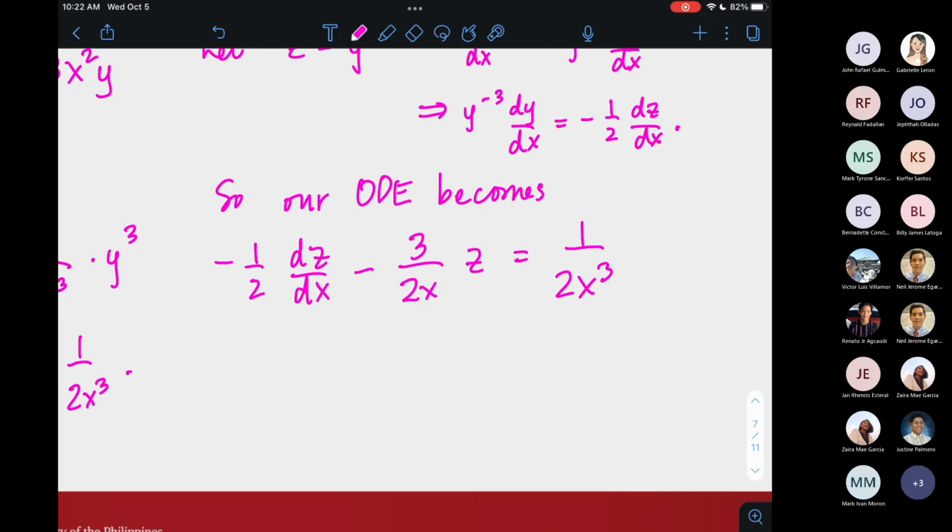All right? So, I'll have dz over dx plus 3 over x z, and then this will be negative 1 over x to the third power. Tama ba? Mhm. So parang nag-multiply lang ako ng -2 to both sides. I think I got it right. Okay. So now we will have the integrating factor.